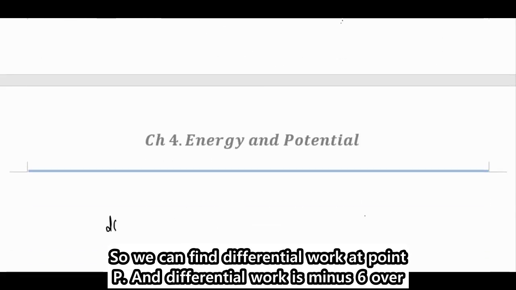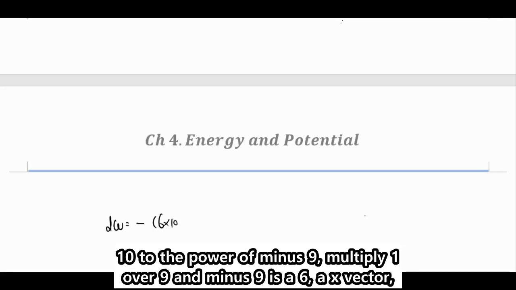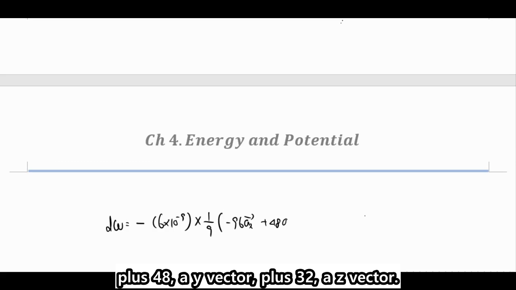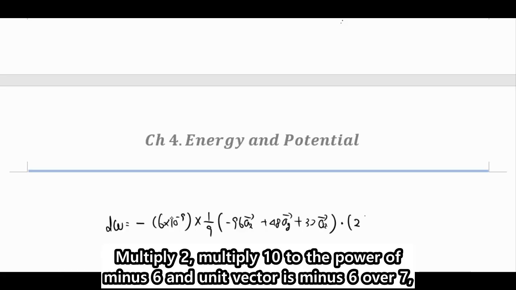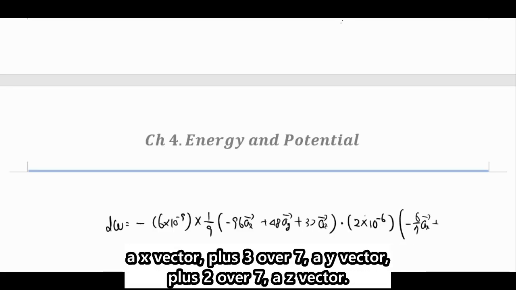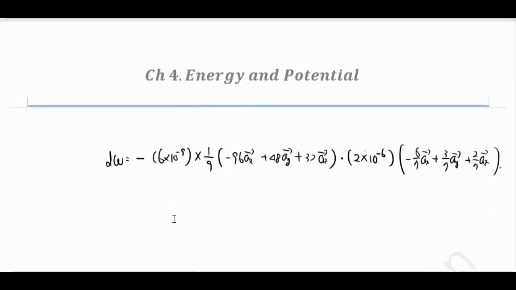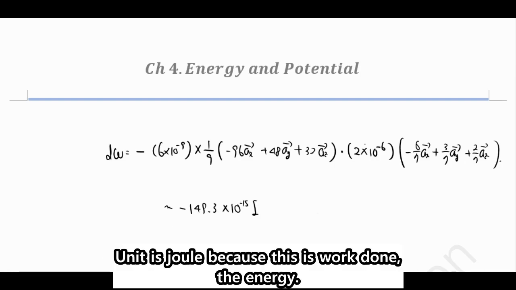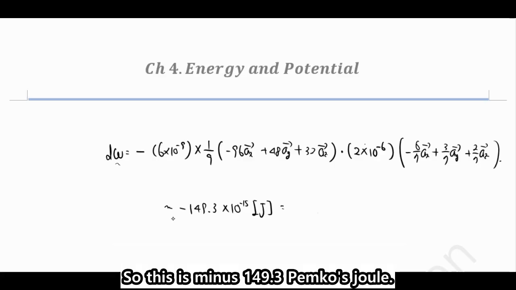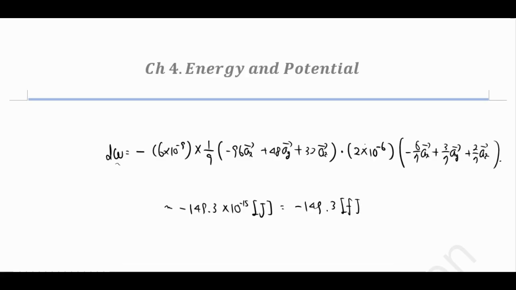And the differential work is minus 6 multiplied by 10 to the power of minus 9, multiplied by 1 over 9 and minus 96 a_x vector plus 48 a_y vector plus 32 a_z vector, multiplied by 2 multiplied by 10 to the power of minus 6, and the unit vector is minus 6 over 7 a_x plus 3 over 7 a_y plus 2 over 7 a_z. We can calculate this. The result is minus 149.3 multiplied by 10 to the power of minus 15. The unit is joule, because this is the work done, the energy. So this is minus 149.3 femtojoules, where femto is the power of 10 to the minus 15. So this is the answer for this question.